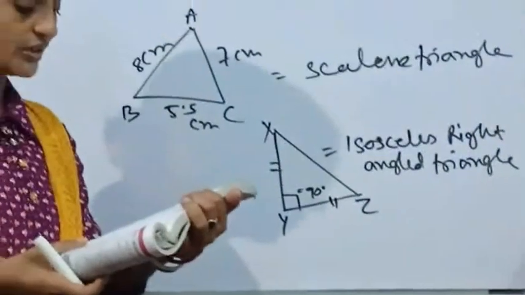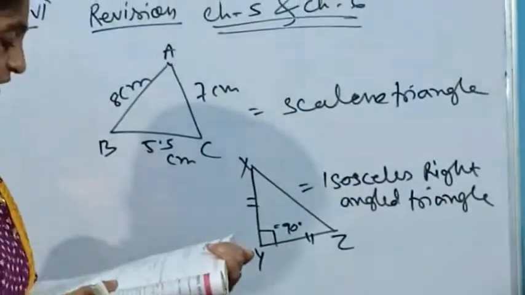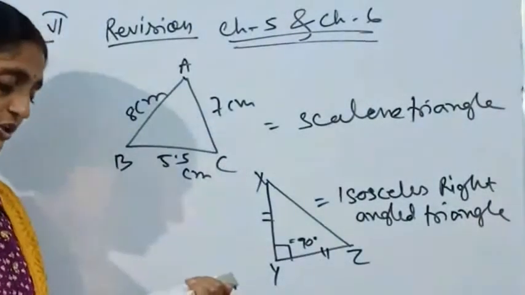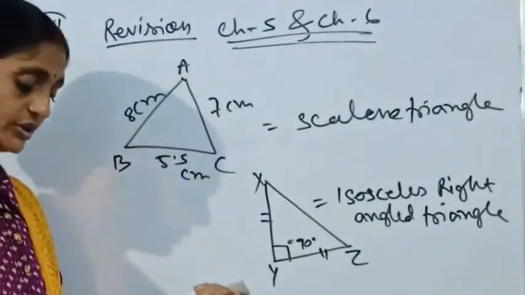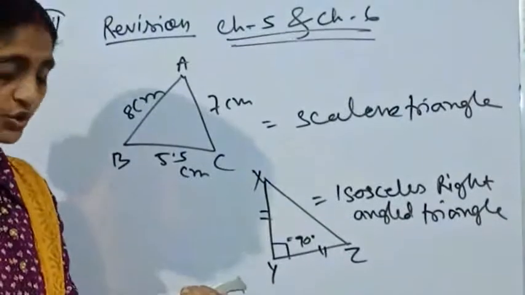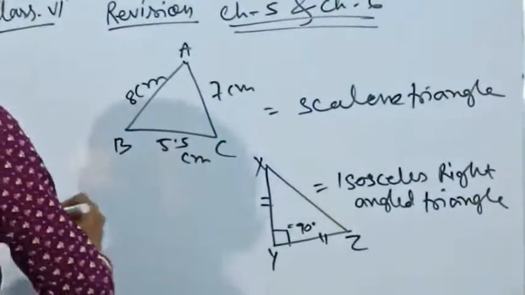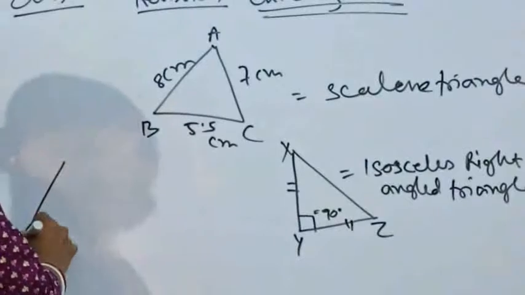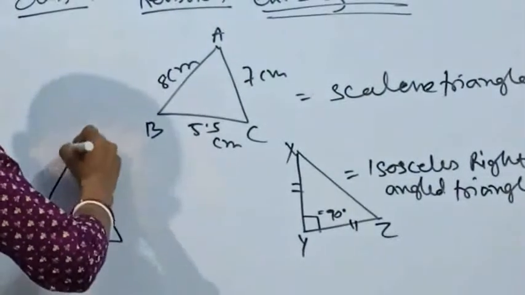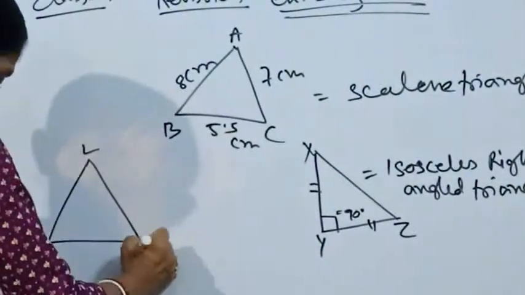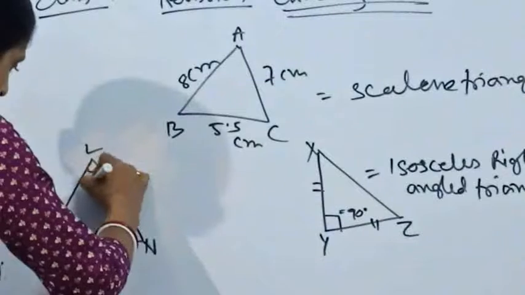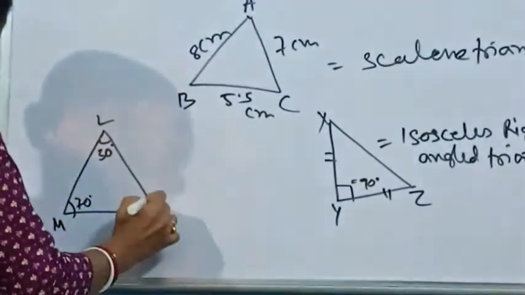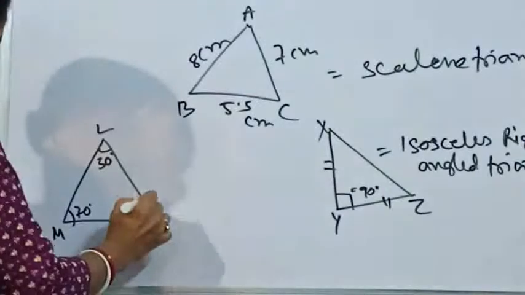Now you come to the last bit of the same question. Here one triangle has been given, MLN, where angle L equal to 30 degree, angle M equal to 70 degree, and angle N equal to 80 degree. What have you found out from that? Let me go for the rough sketch of this one. Here the triangle LMN has been given, whereas L equal to 30 degree, M equal to 70 degree, and N equal to 80 degree.